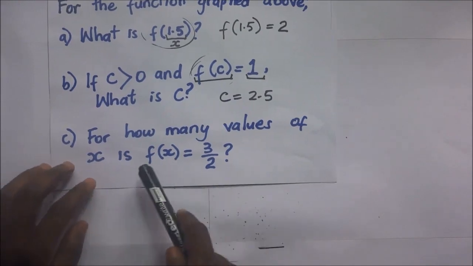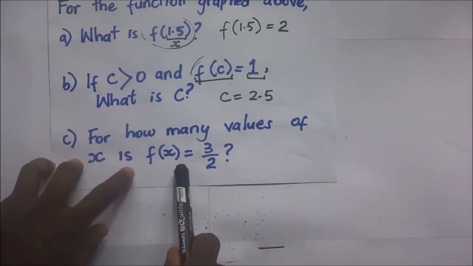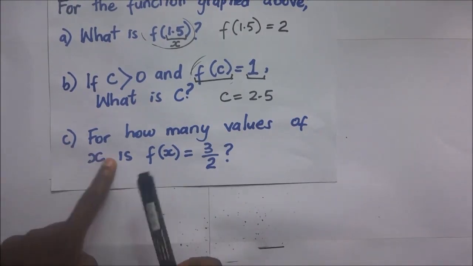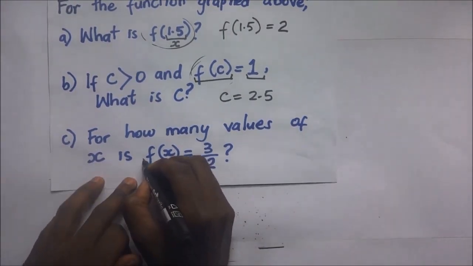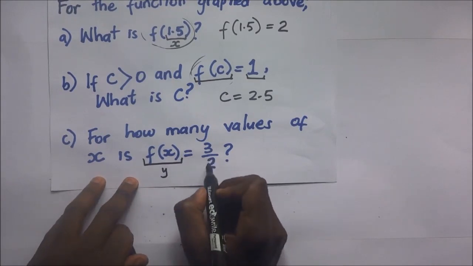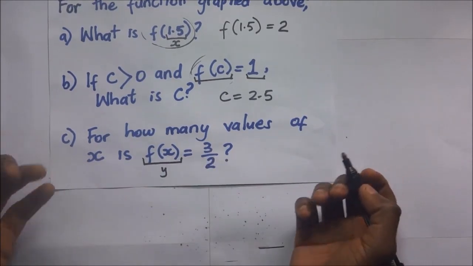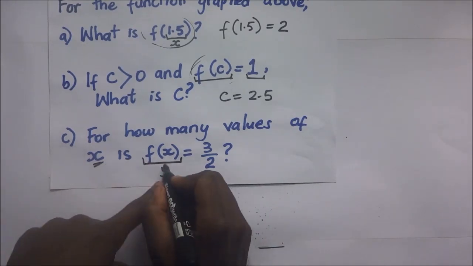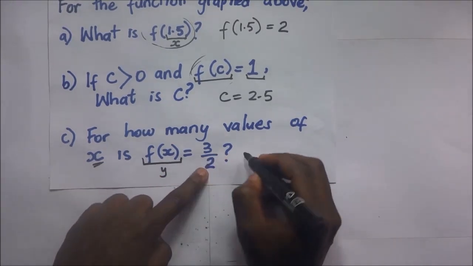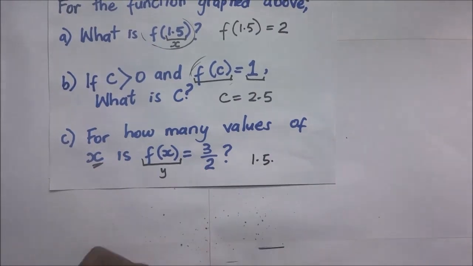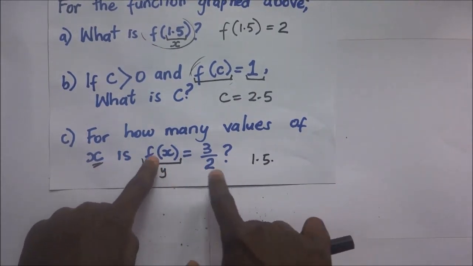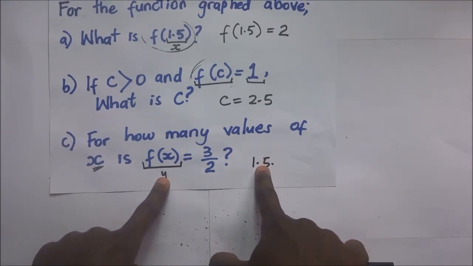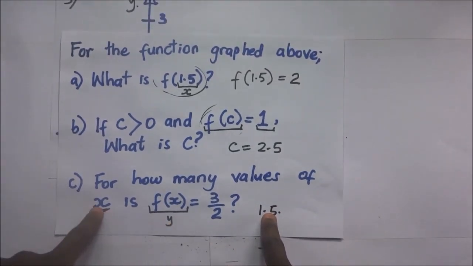For how many values of x is f of x equal to 3 over 2? So how many values of x do we have when the f of x, or when the value of y is 3 over 2? If I may simplify that like that. So how many values of x exist when the value of y is 3 over 2? So 3 over 2 is the same as 1.5. So we shall go and look for the value of f of x is equal to 1.5, or call it the value of y to be 1.5. And we see how many values of x are there.